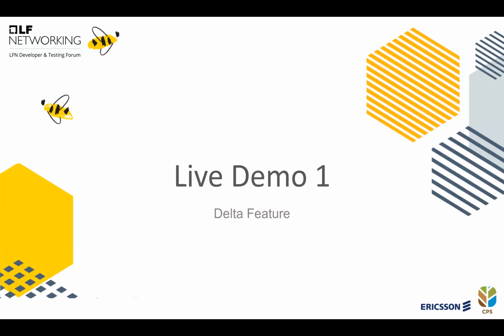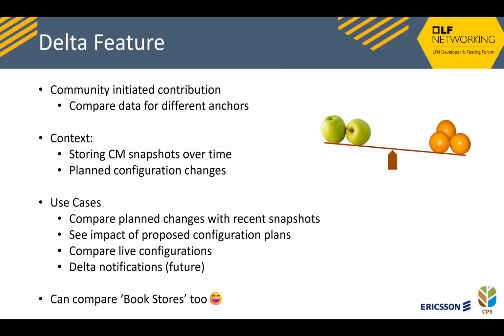Okay, so straight into a demo now of some of these core fields. Sorry, I'm going to demo the Delta feature. Sorry, no, apologies, got a little bit off track there. Let me explain a little bit about the Delta feature first. The Delta feature is a community-initiated contribution. It's about comparing the data in different anchors. The context here is that a customer stores configuration management snapshots over time, and they also have planned configuration changes stored, and they like to compare these.